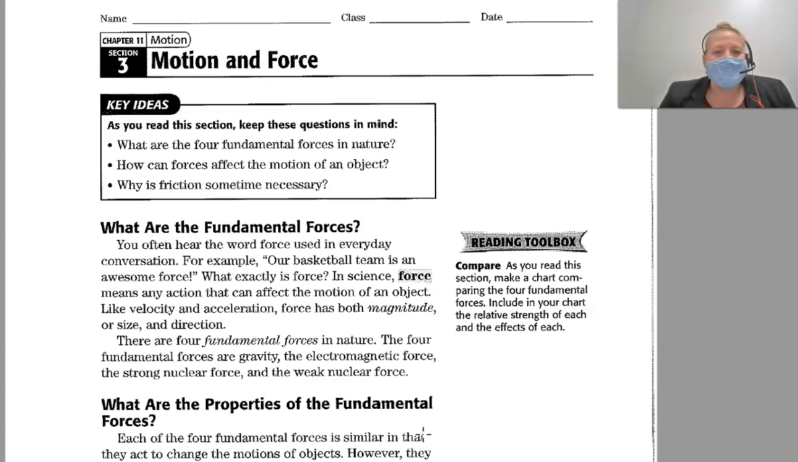Here are the key ideas for today. What are the four fundamental forces in nature? How can forces affect the motion of an object? Why is friction sometimes necessary?